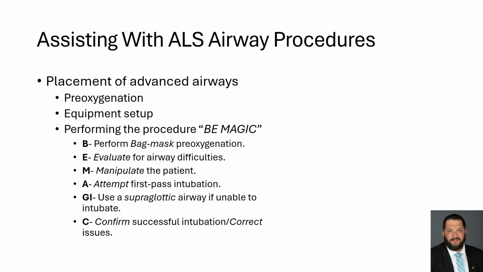One acronym that can be used is B-MAGIC. B, perform bag valve mask ventilations and pre-oxygenation. E, evaluate for any airway difficulties. M, manipulate the patient utilizing a head tilt chin lift or jaw thrust maneuver. A, they may attempt the next first pass intubation. G, use a supraglottic airway if unable to ventilate. And C, confirm successful intubation and correct any issues that may arise.